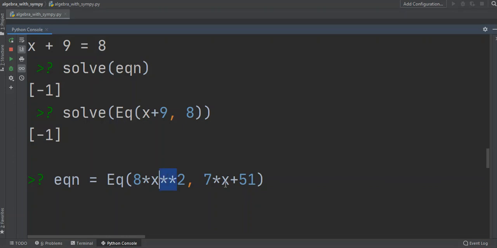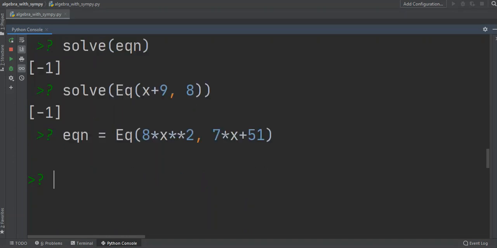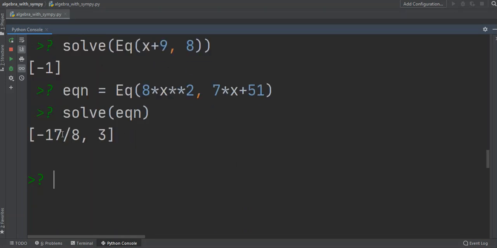Also, notice that in Python, raising to a power is star star. It's not a caret like you might see in some other languages like Julia. What you have is x star star 2, x to the power of 2. Okay, so eqn equals the equation 8x squared equals 7x plus 51. And notice using the equals here to do a variable assignment, not an equal sign here, it's rather a comma when we have the equation, and we'll store it. And then if we were to solve it, solve eqn, okay, no sweat at all, negative 17/8, comma 3.